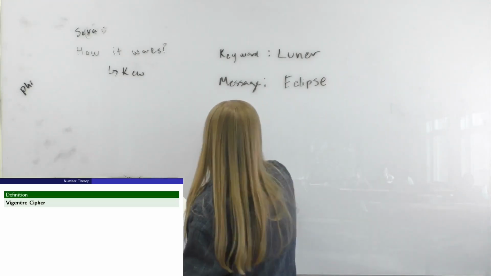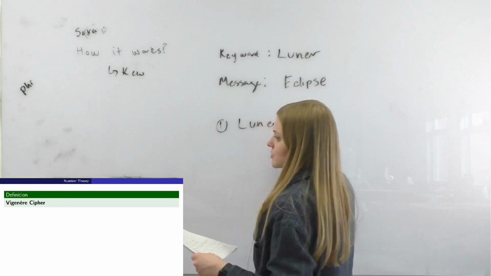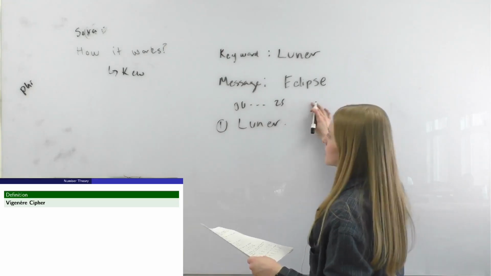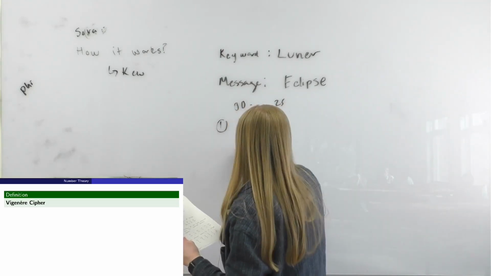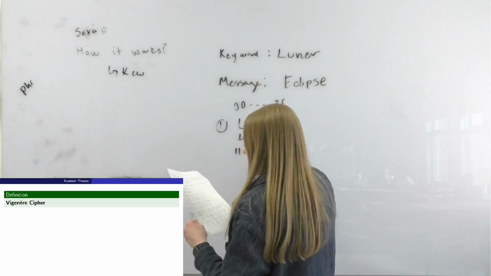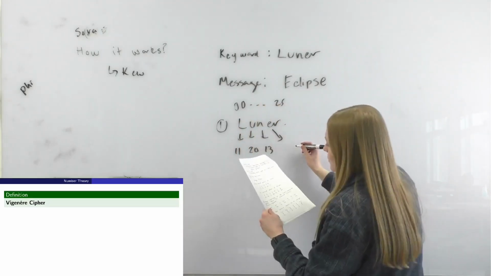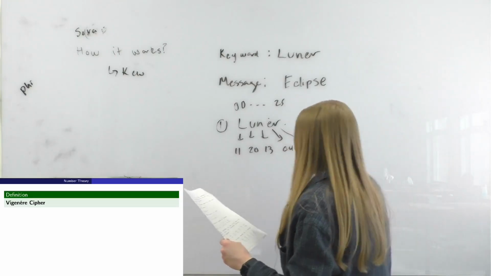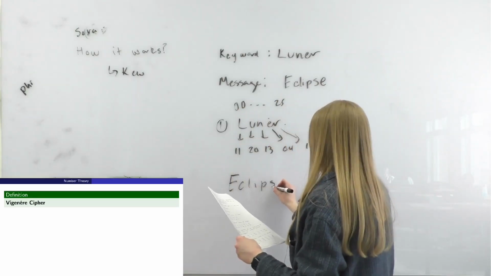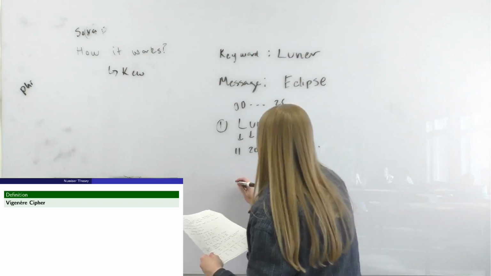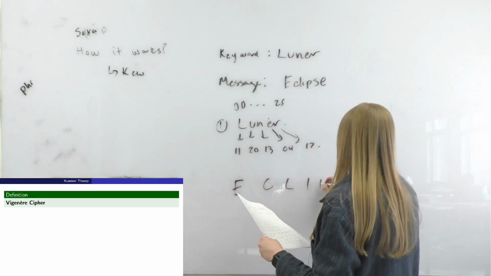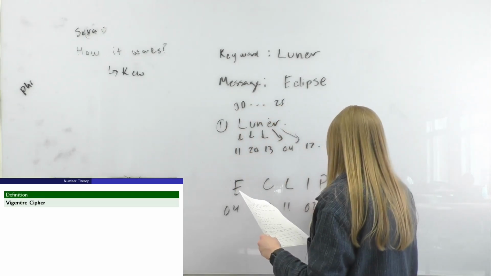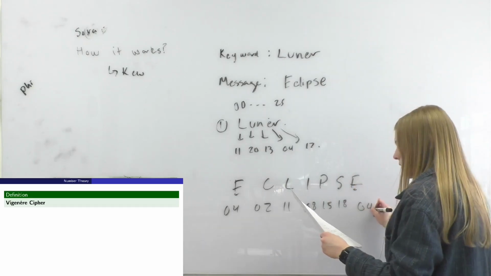Okay, so we're going to find the numerical version of lunar. This just uses the same 0 through 25 coding that we did before. L is 11, U is 20, N is 13, A is 0, R is 17. And for eclipse, we have 04, 02, 11, 08, 15, 18, and 04.